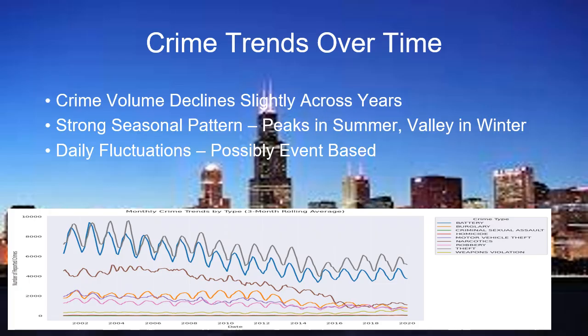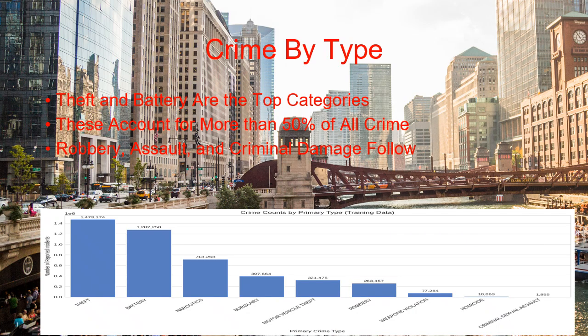Crime trends over time. When we look at crimes by month, over several years, a clear pattern emerges. Crime levels have gradually declined, but within each year, there's a strong seasonal cycle, peaking in the summer and dipping in winter. This consistent pattern validates the inclusion of features like month and season in our predictive model.